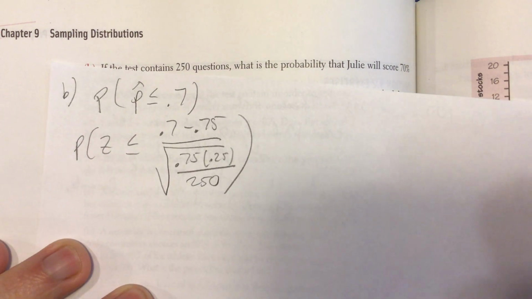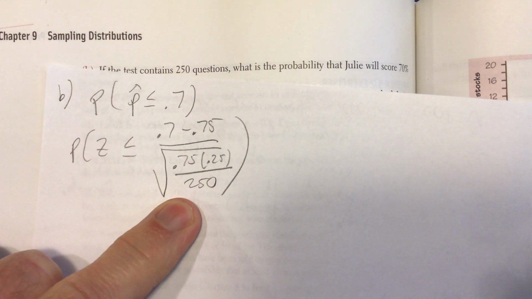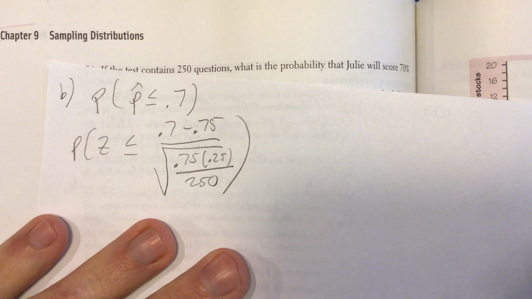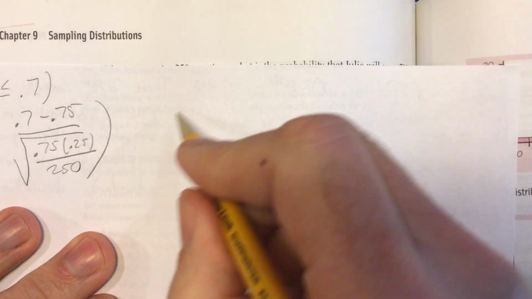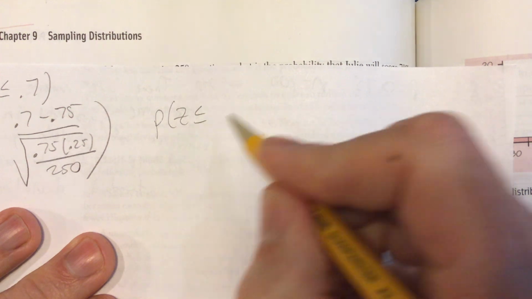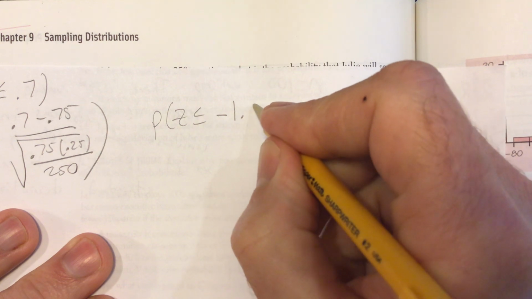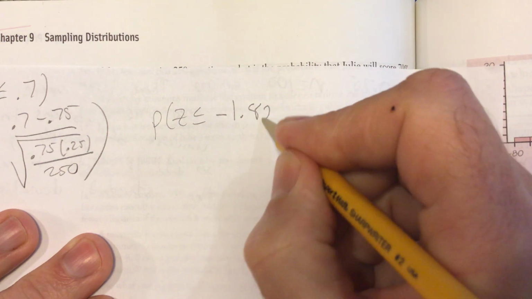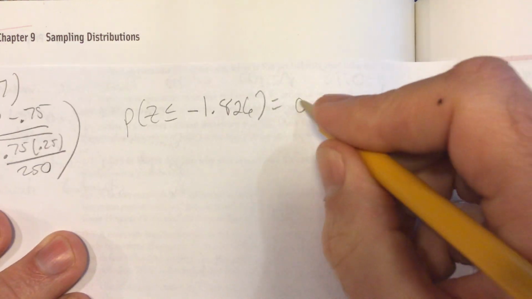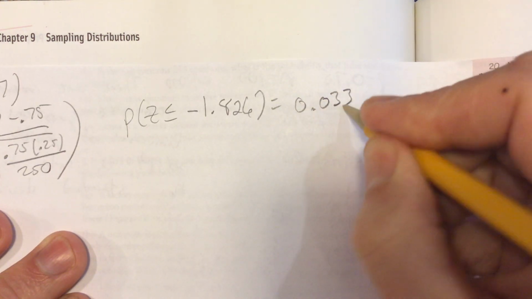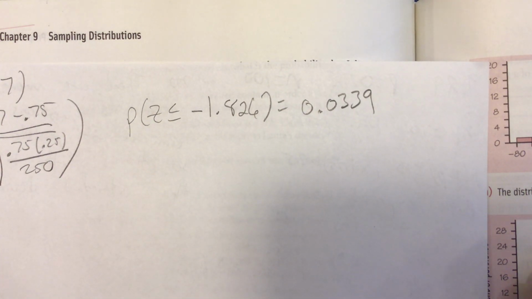Okay, so we're going to get much smaller variation here because of the increased sample size. So now we have a z-score of negative 1.826 and a p-value of approximately 0.0339. Okay. Again, you can use binomial if you want higher accuracy.